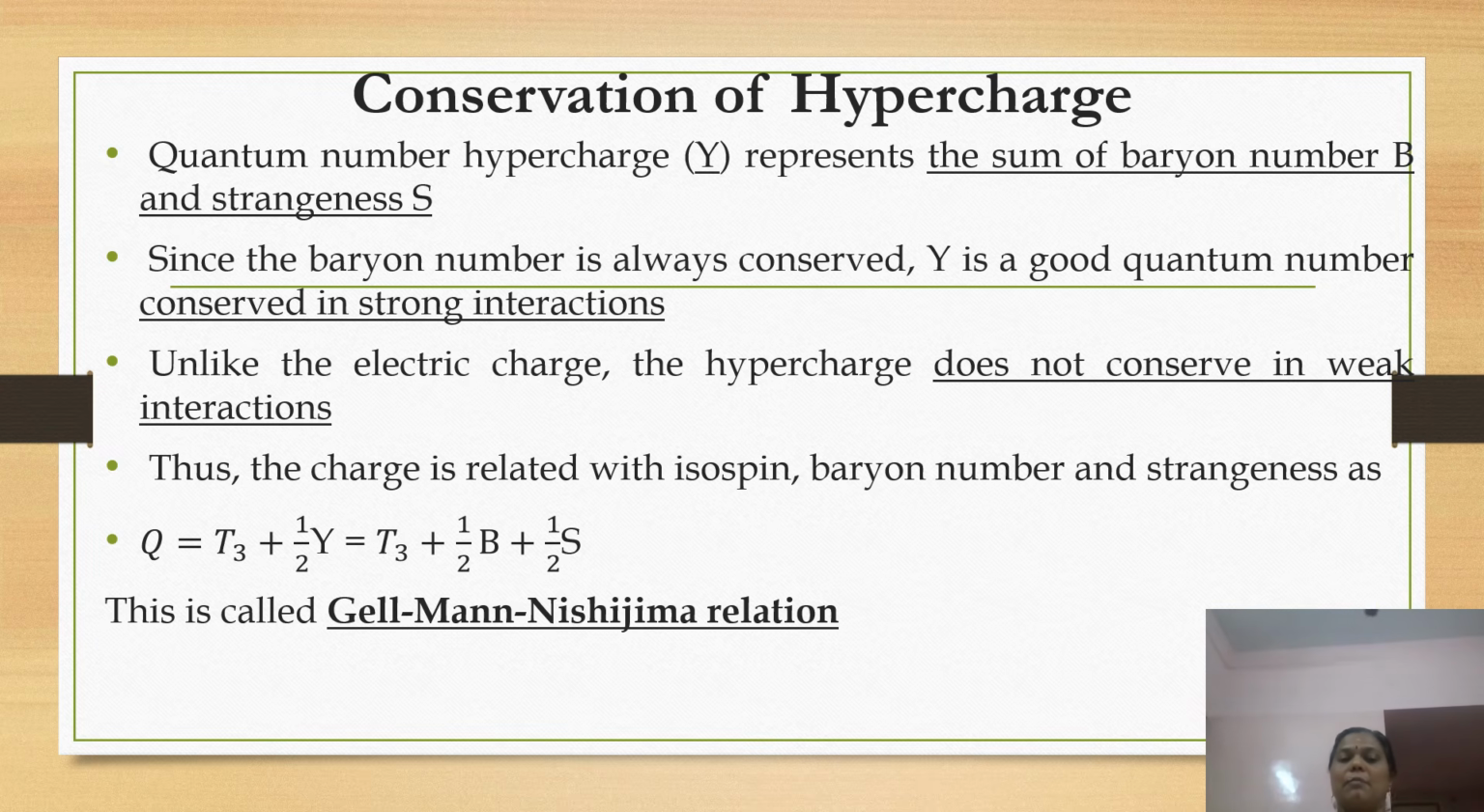So we all know that the baryon number is always conserved. So hopefully the Y, which is the hypercharge quantum number, will also be conserved in the strong interactions, whereas it is not conserved in weak interactions.